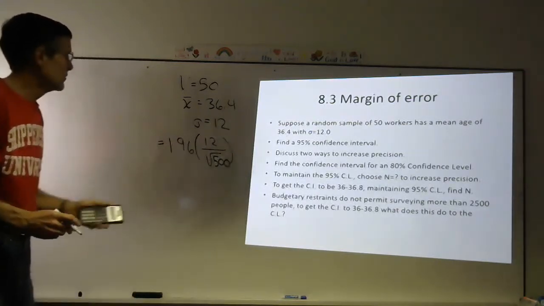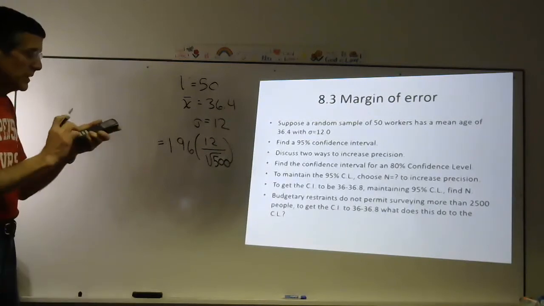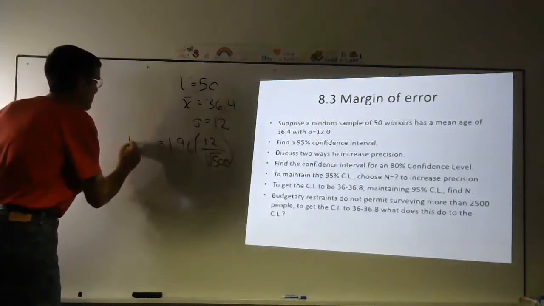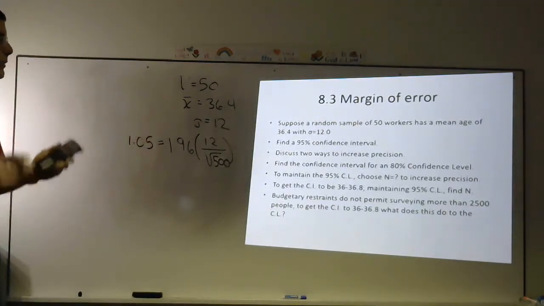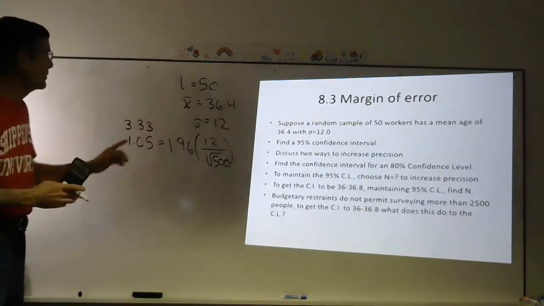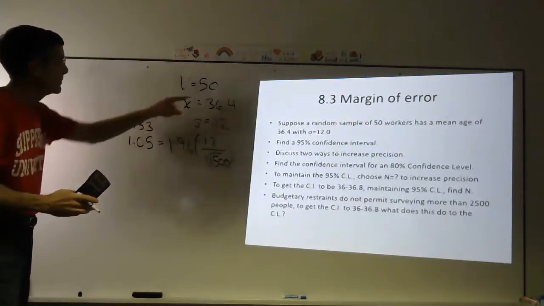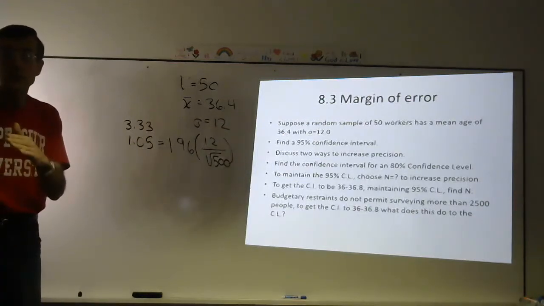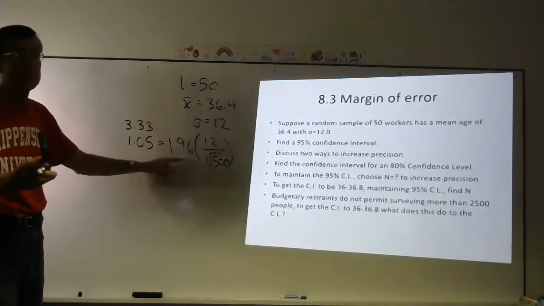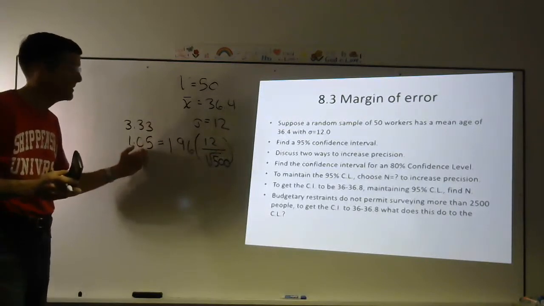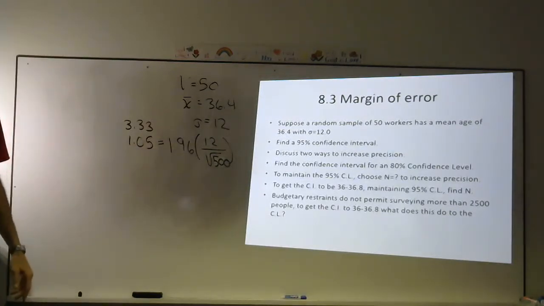So to do that, let's do it here. We have 1.96 times 12 and divide by the square root of 500. And now I get 1.05. All right, so we're much more narrow than the last time, which was, remember, 3.33. So if you add 3.33 and subtract, you got that range we had before. But look, now you're going to only add 1.05 and subtract 1.05. We have the same amount of confidence, 95% confident. But to get that, to get more precise, we had to go up to 500 people instead of 50.